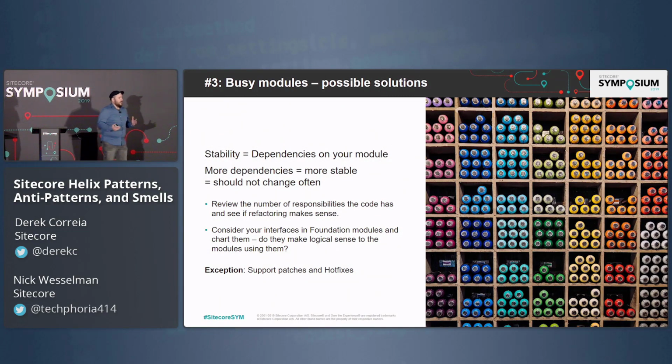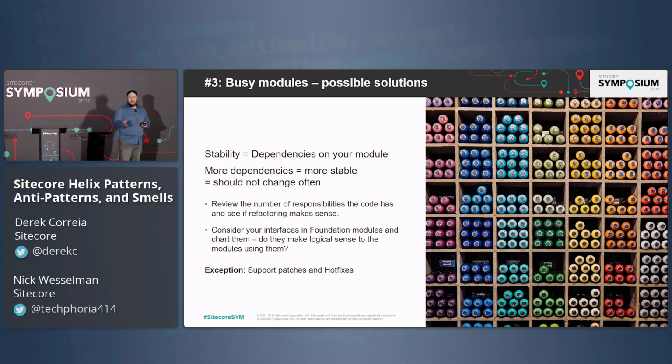So what can you do here? Just remember that as you're putting together your modules, you want stability, and stability is really coined as the number of dependencies on your code. It's not a comment of quality about your code. It's really just how many pieces of my solution depend on this code. So the more dependencies you have, that code should be more stable, should have less reason to change, shouldn't change as often. So review the number of dependencies on your modules. If it seems like you have multiple reasons for them to change, it might be time to refactor that code as opposed to having multiple responsibilities on it.